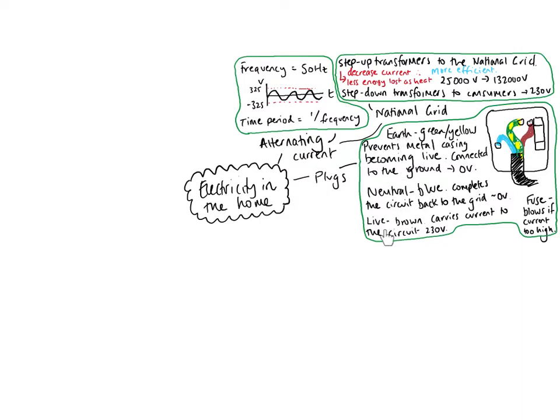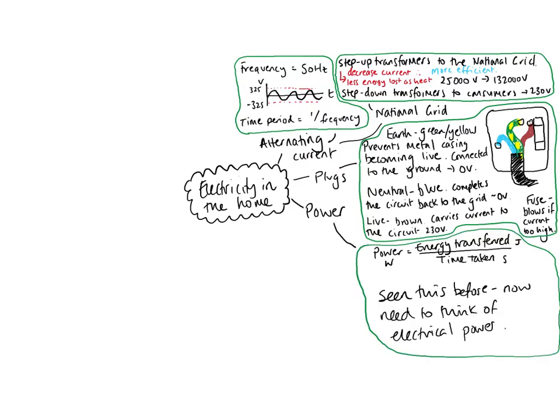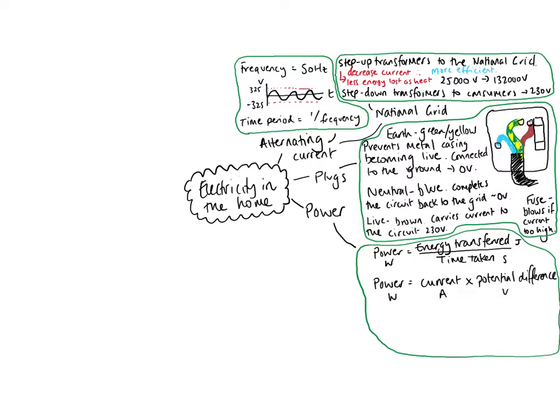So here's the picture all together, and it's just a case of knowing which colour wire goes with which name. Let's start looking at some of the equations that go with this topic, and the first one's power. You've seen this equation before, how quickly you transfer energy, or power equals energy transferred divided by time, but now we need to think of it in the electrical power format. So power equals current times potential difference, P equals IV. Power, of course, is measured in watts, current in amperes or amps, and potential difference in volts.